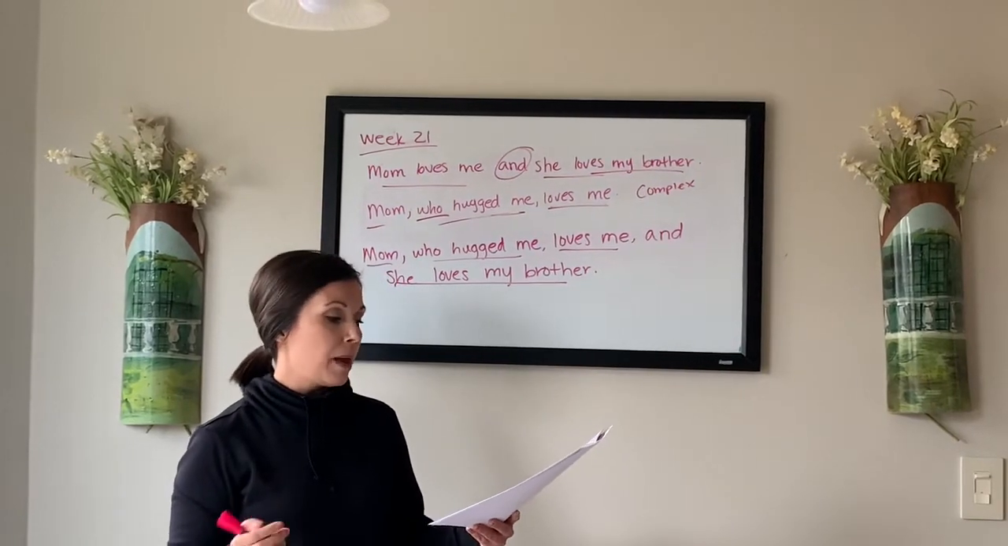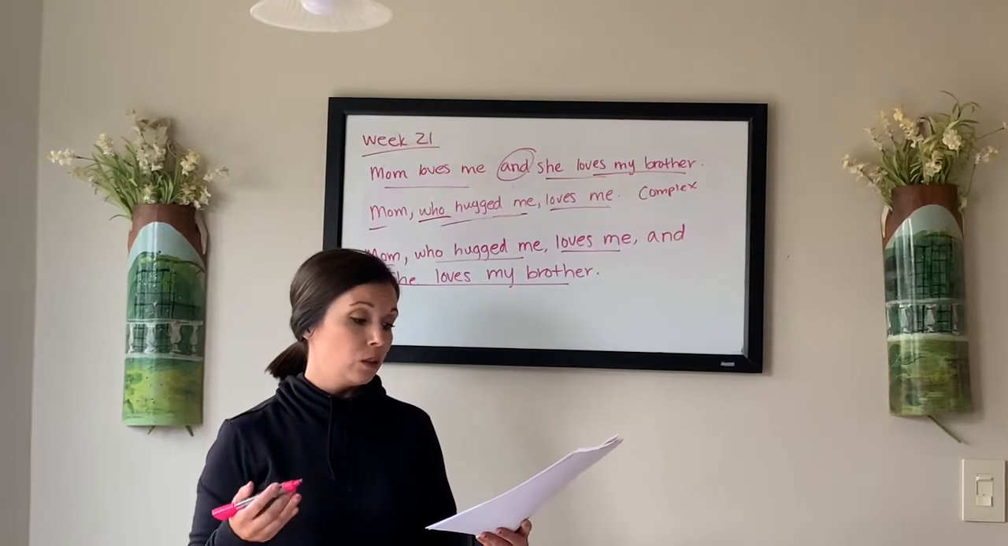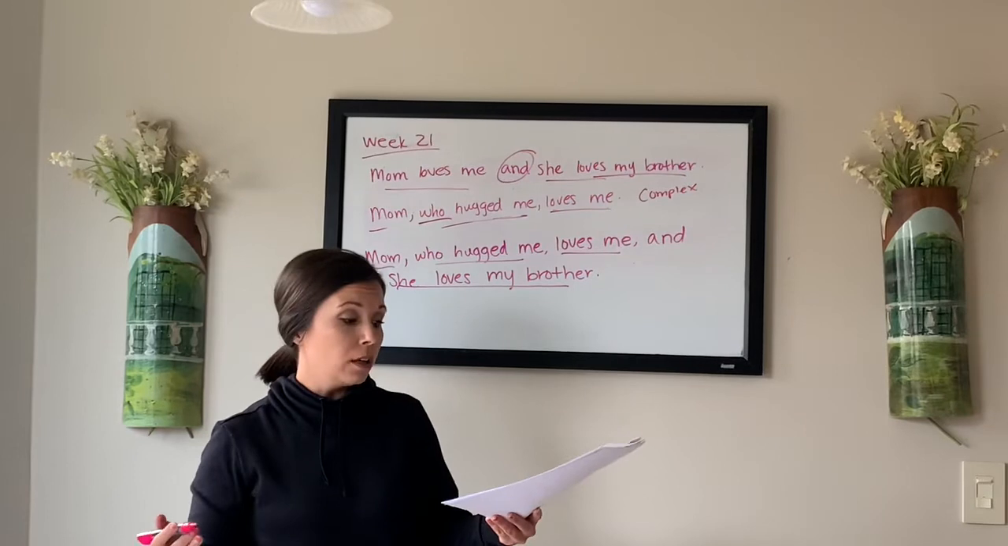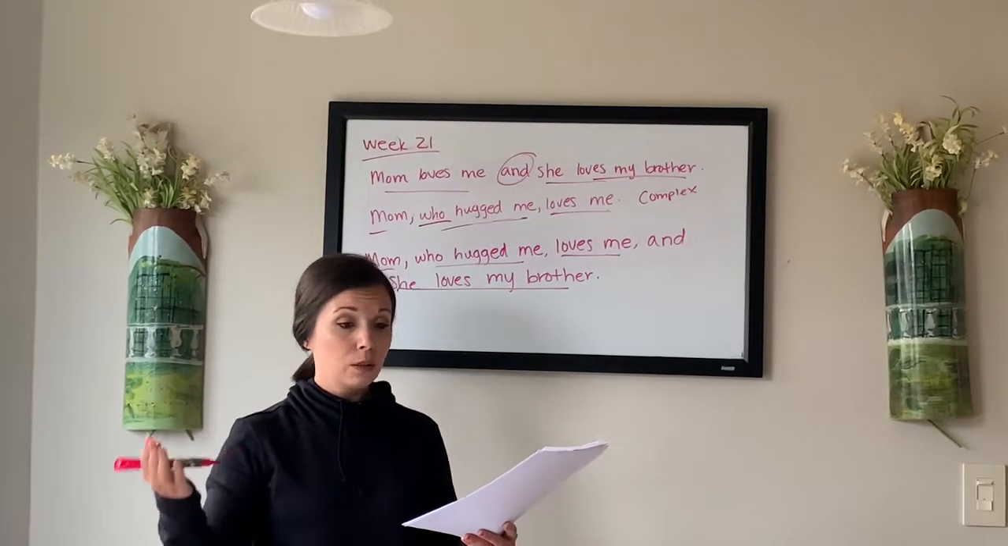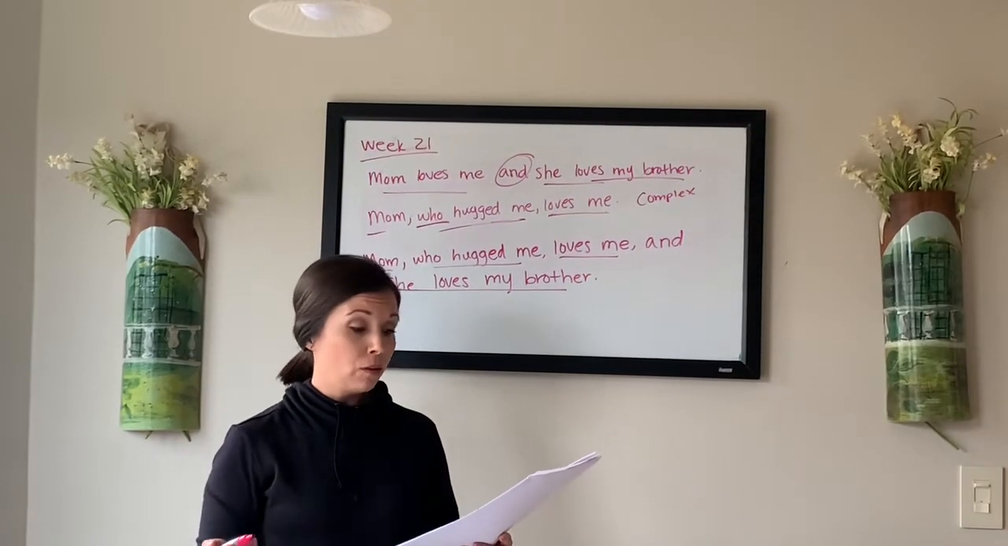Okay, look at this one. "Lucy swings the bat and throws the ball." Here we have two verbs. Lucy swings and Lucy throws. So the "and" is making a compound verb.